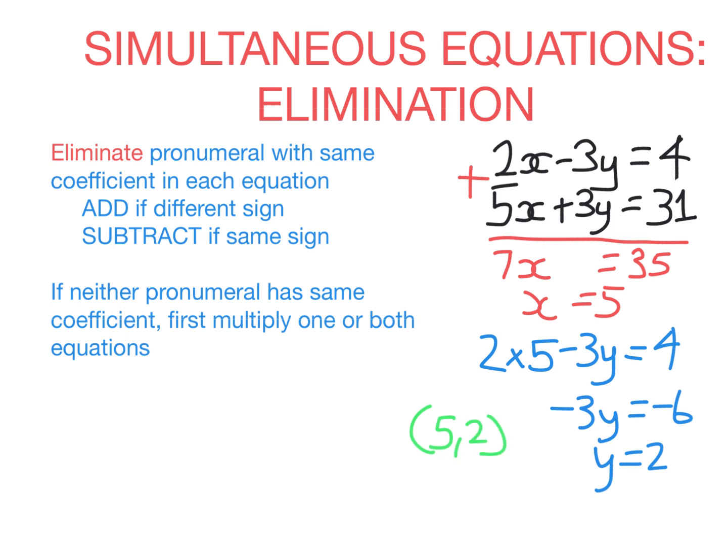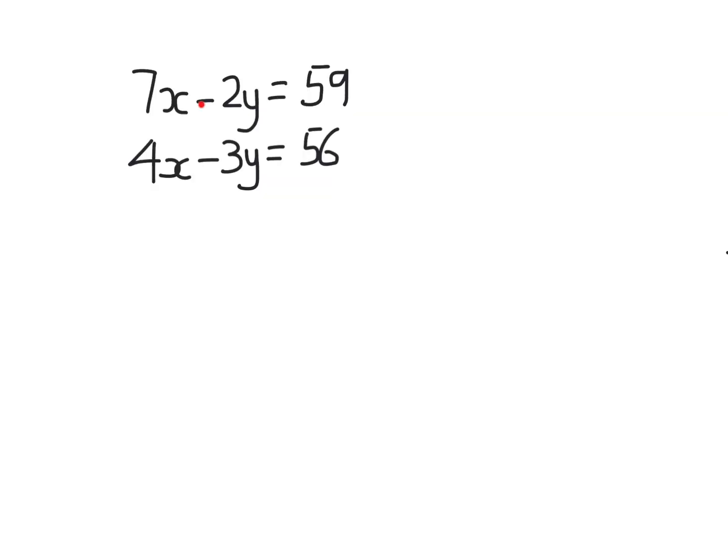Again, we normally write it like this as a point. This is a line, this is a line. If you were to graph both of them, they would intersect at this point. So you might be asking yourself, what if we're not so lucky? What if we don't have a situation where the x's or y's have the same number in front in both equations? In that case, you have to multiply one or both equations, and I'll show you an example of that now. So let's solve these two equations simultaneously.